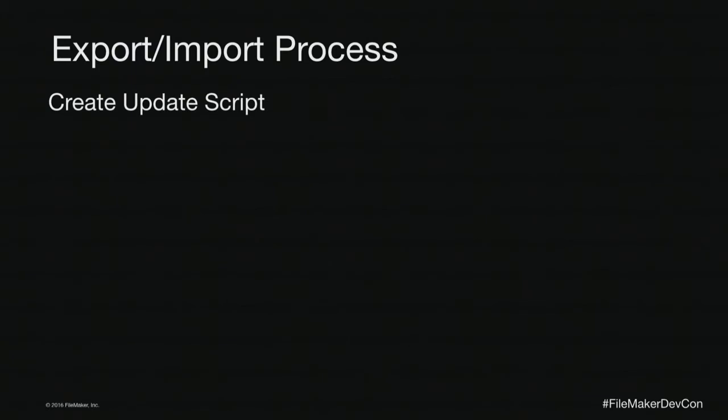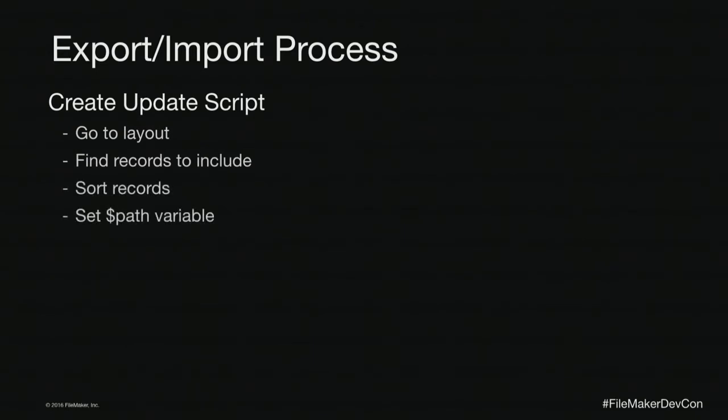So we're going to create an update script, and I'll just talk sort of pseudocode-wise about what that would take. Assumably, we're going from a dashboard to some layout. In my case, it'd be orders. We're going to find the records that we need. We're going to sort those records. We're going to set a path variable.